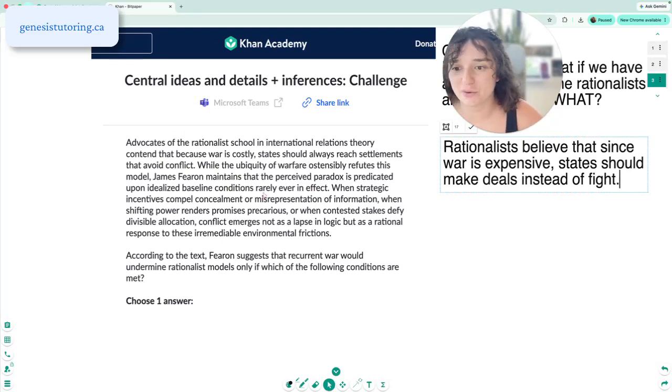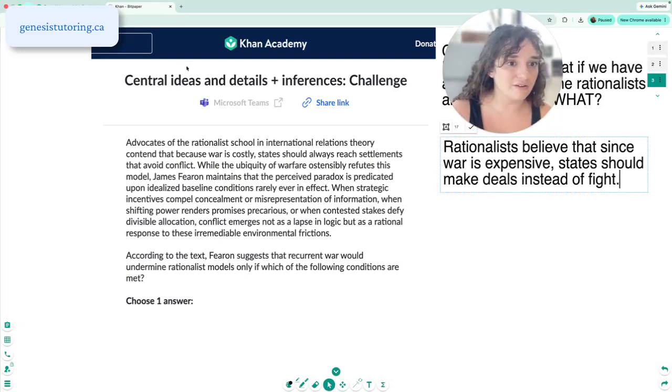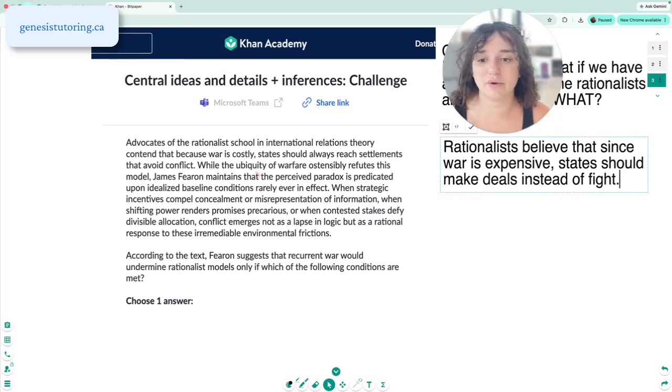Okay? So if we start from the beginning here, while the ubiquity of warfare, so the presence of warfare, the fact that it's very, very common, there's a lot of it, it ostensibly refutes this model. So in other words, the fact that war happens so often seems to prove this theory wrong. Because the theory is that, well, war is so costly, why don't you just make a deal? Well, there's a lot of warfare, so clearly the theory's wrong, is what they're saying.